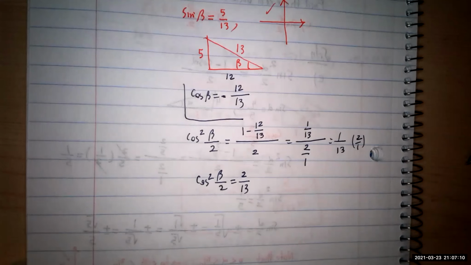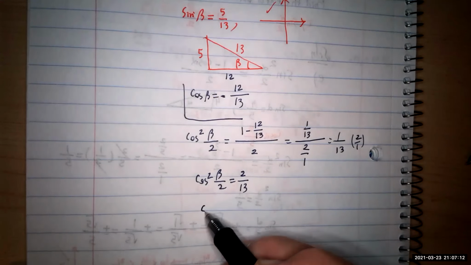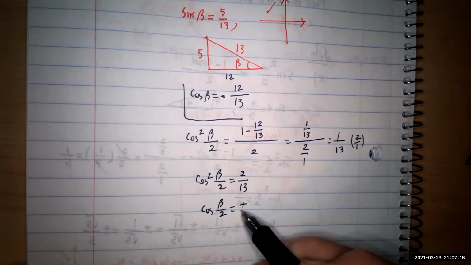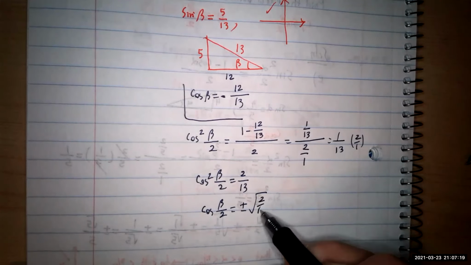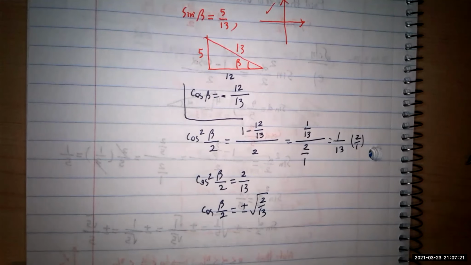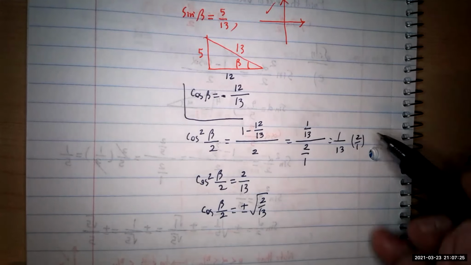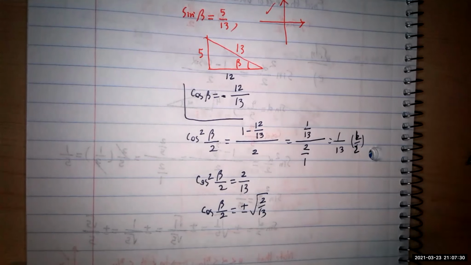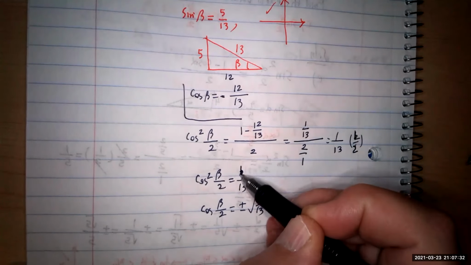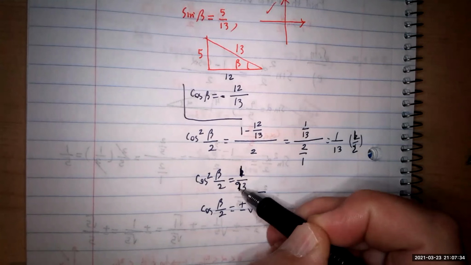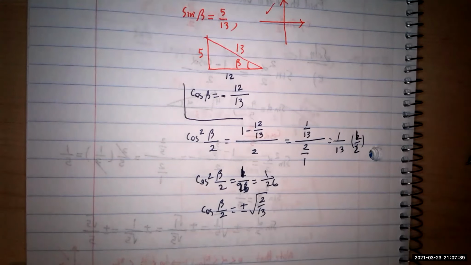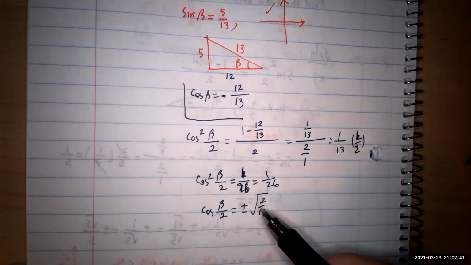Okay, 2 over 13, you take the square root. So the cosine of the beta half is equal to positive negative radical 2 over 13. Wouldn't you multiply by 1/2, Professor? 1 over 13 times 1/2. Oh, yes, you are right, thank you. So it's going to be 26. That's a 1 over 26. Okay, 1 over 26. And so this is going to be 1.